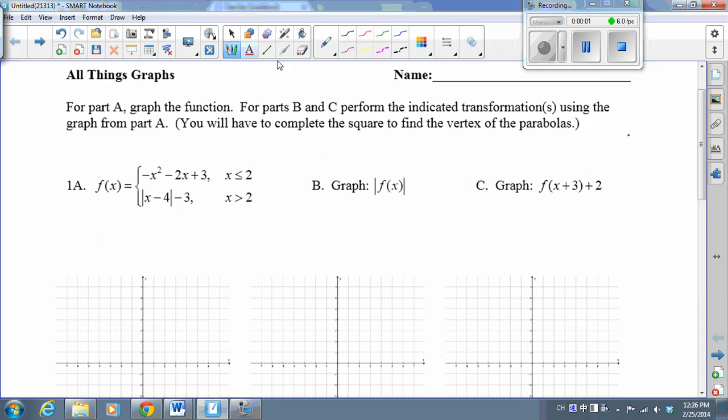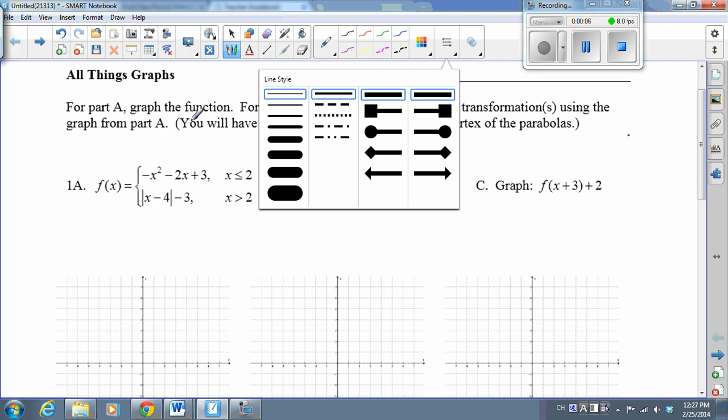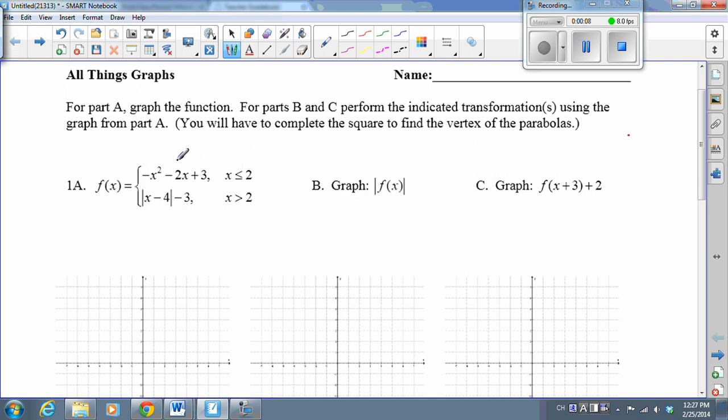This is your all things graph. I'll do only problem number 1, and I will let you handle the rest as a worksheet in class. Let's complete the square on the first one.